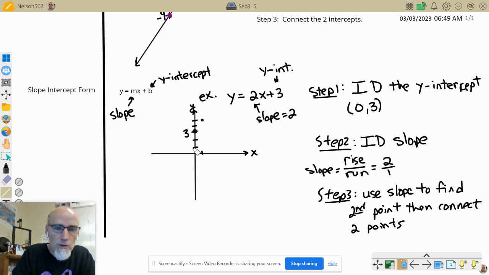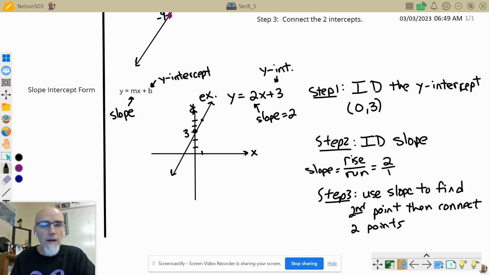Like I could go down 2, back 1, down 2, back 1, down 2. I don't know if I'm still in the ballpark here. I'm trying to get my line to go right through those 2 points. Okay. So then what I would do next is I'd put a couple arrows on the ends, like this, right? And now I've graphed my line. That's how you graph a line in slope-intercept form.